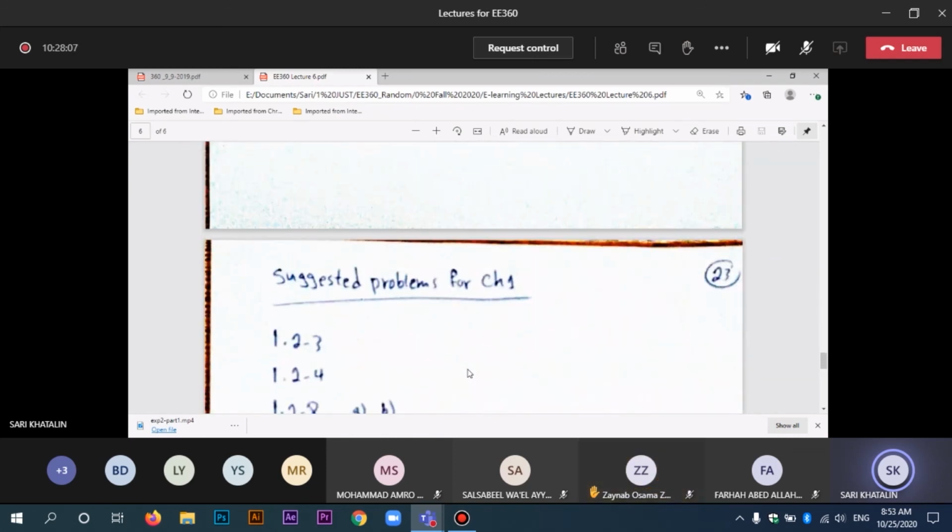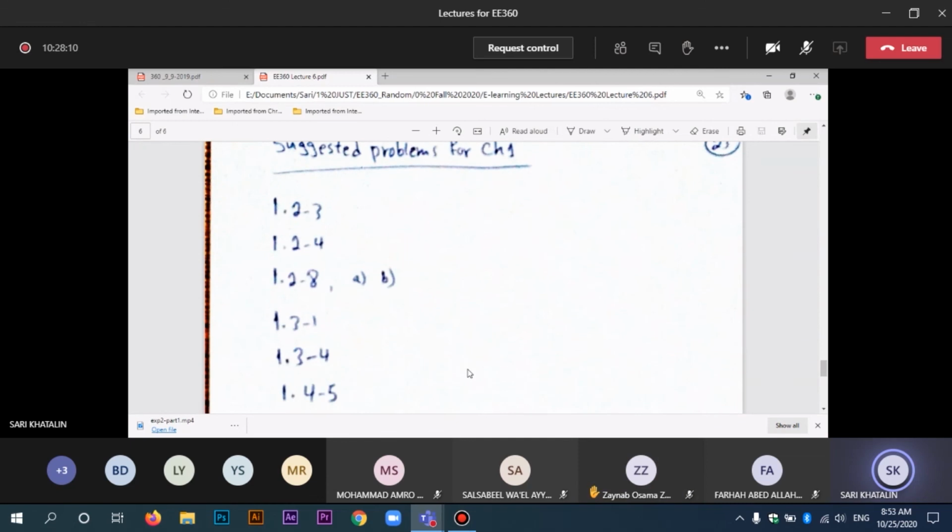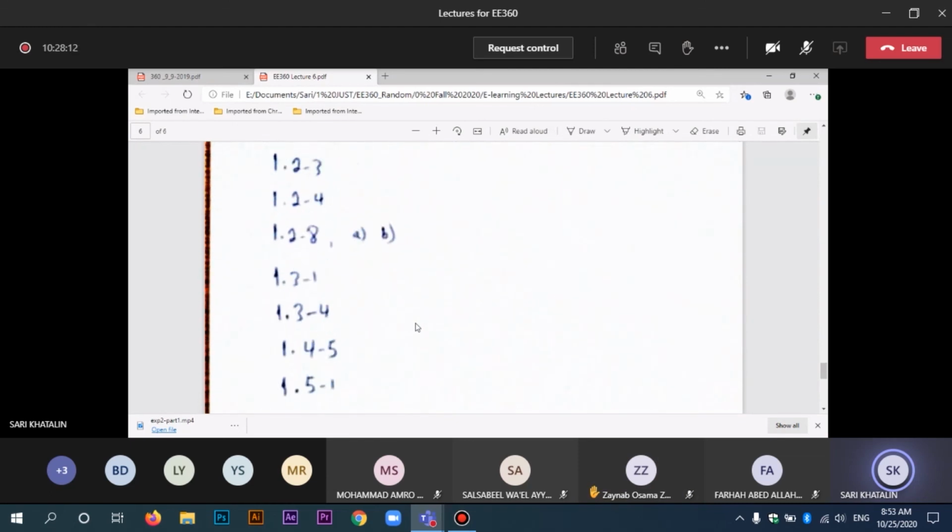Page 23, I have some suggested problems for you for chapter 1. There are just a few problems. Obviously, the book, as I mentioned to you, you can find it on the net. So is the solution manual. But what I ask you to do is try to solve these problems. You can do more than these if you want, if you feel that you need more practice. These are just a representation of the topics we talked about in this chapter.